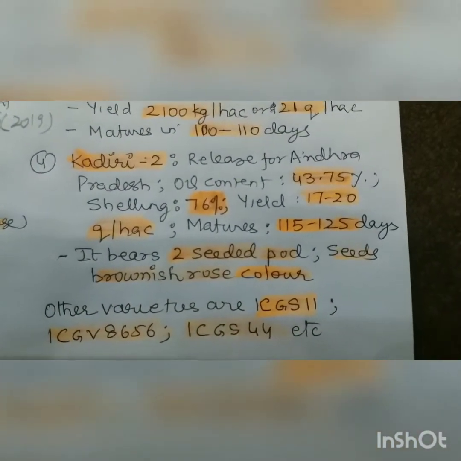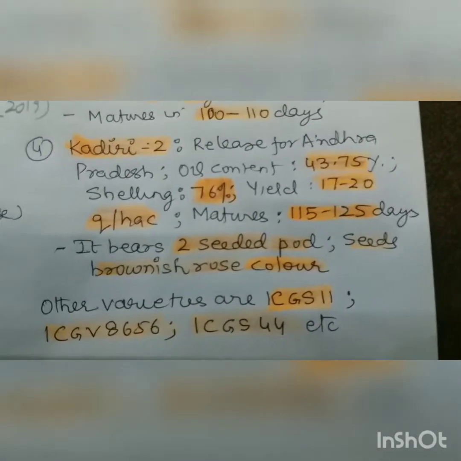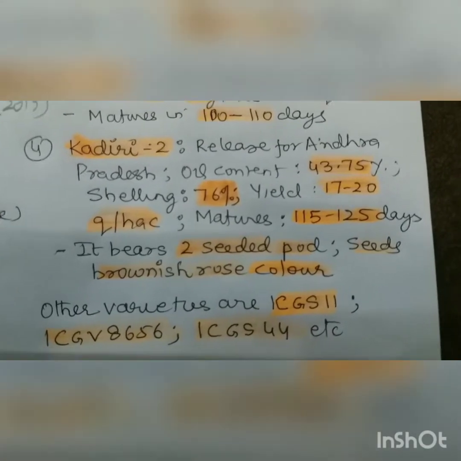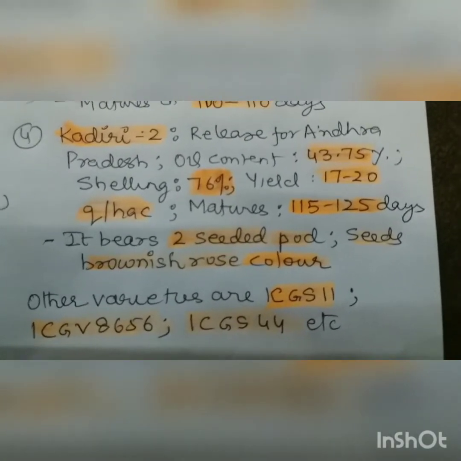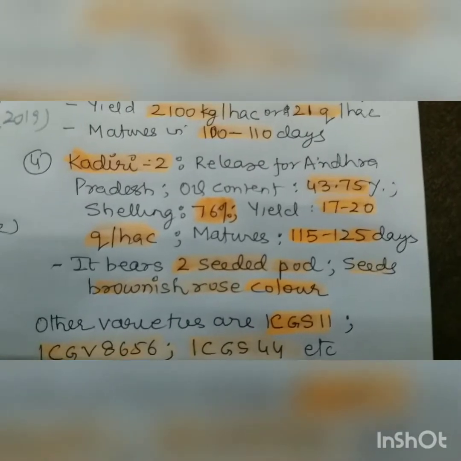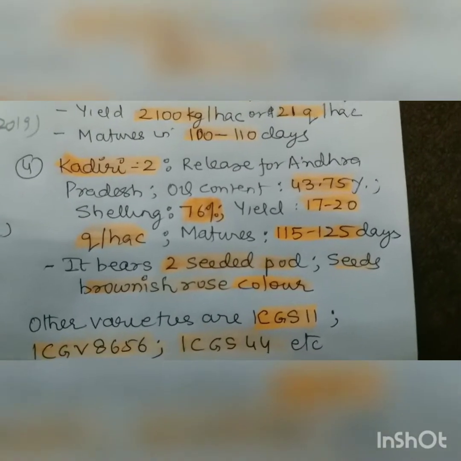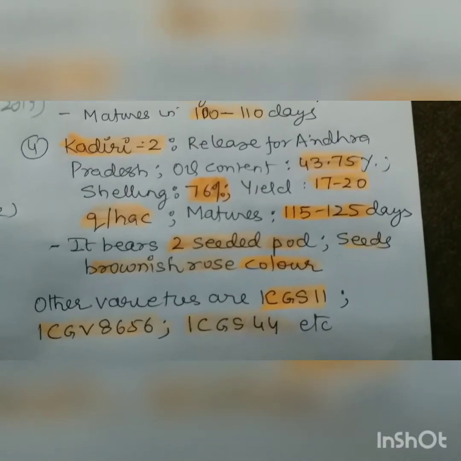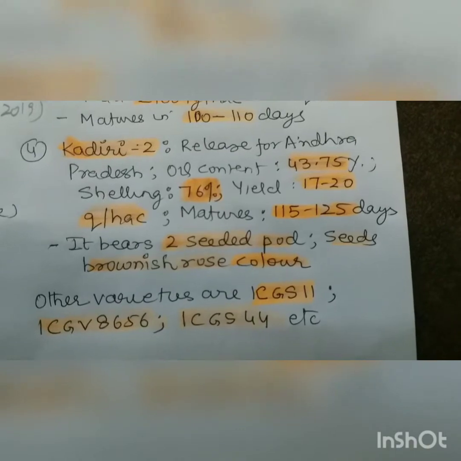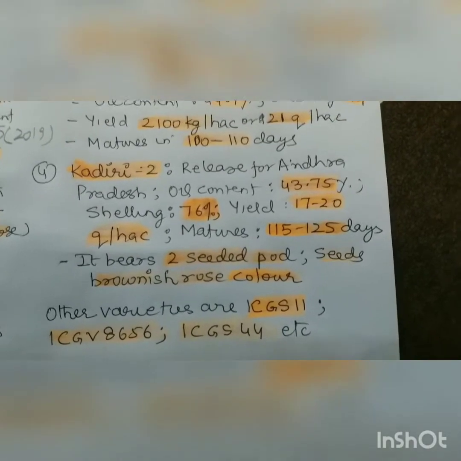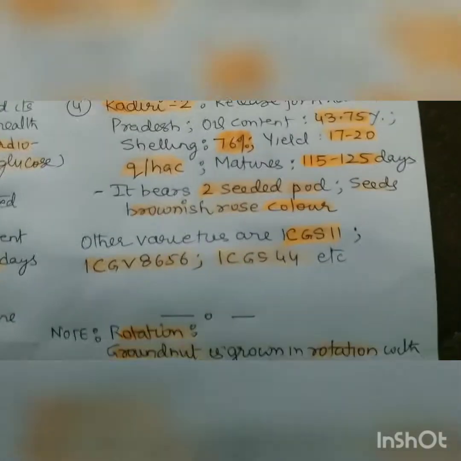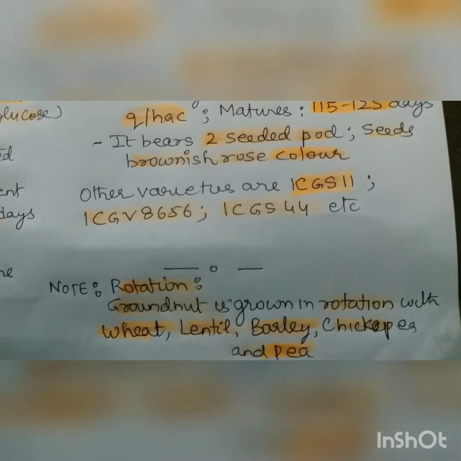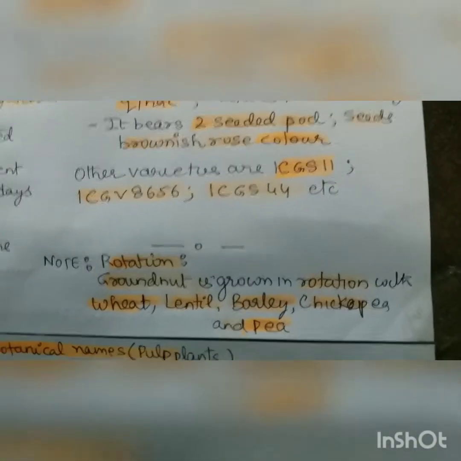Then coming to Kadiri 2. It was also released for Andhra Pradesh. Oil content is 43.75, shelling is 76%, yield is 17-20, a bit lower than Kadiri 3, and it matures in 115-125 days. It also bears two-seeded pods like Kadiri 3, and the seeds are brownish rose in color, right? The other varieties of ICGS are ICGV 8656, ICGS 44, etc. So these are the varieties.